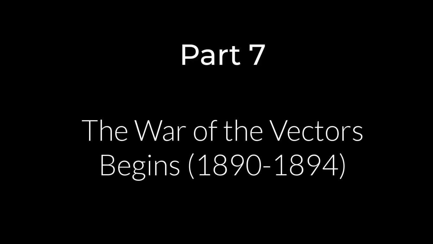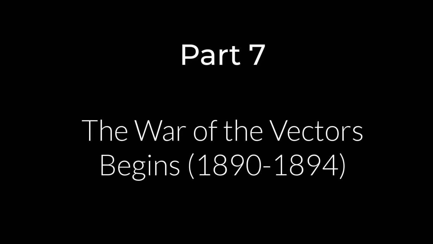Meanwhile, Gibbs, who still hadn't published that pamphlet, was inspired by Hertz's discovery to start sharing it around. It is unclear to me whether he directly gave it to Peter Tait or Tait got it secondhand, but either way, he didn't like it, which leads me to Part 7, The War of the Vectors begins.